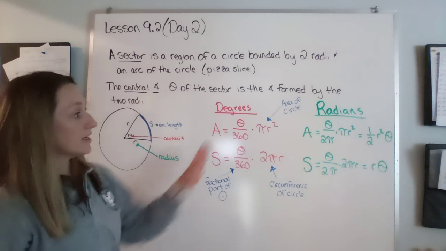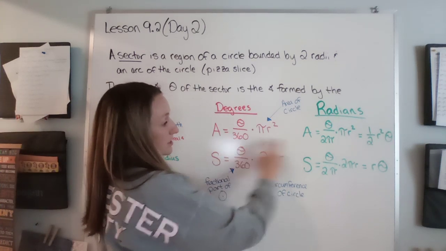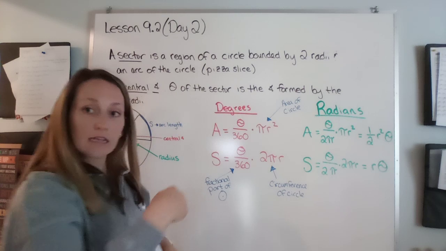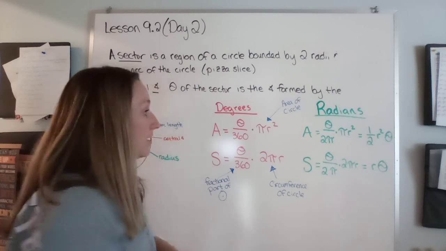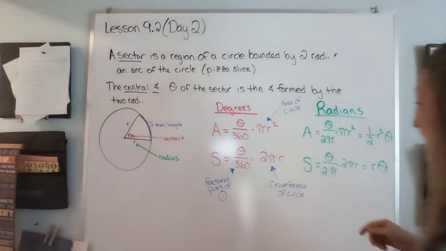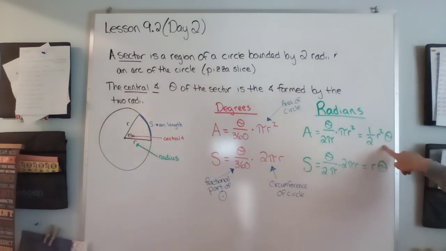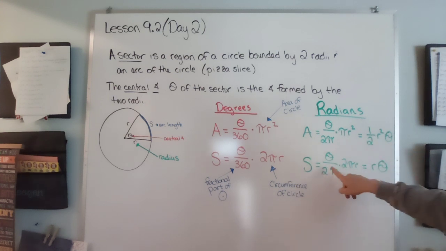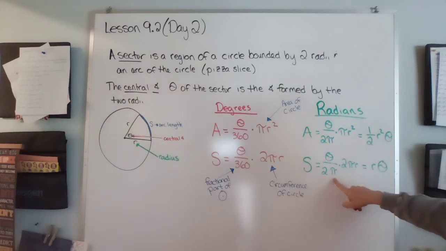All right, now we have the equivalent equations in radian form. Notice instead of 360, I replace 360 with 2 pi. Because in the last lesson, we learned that 360 degrees is equivalent to 2 pi radians. Okay, so I just replace it with 2 pi, and then you're able to simplify. The pi's actually cross simplify, which is why the equation becomes 1/2 r squared theta. All right, for arc length, again, just taking this formula and replacing 360 with 2 pi, and here the 2 pi's cancel, which leaves you with just the radius times theta. Okay, so those are your formulas.